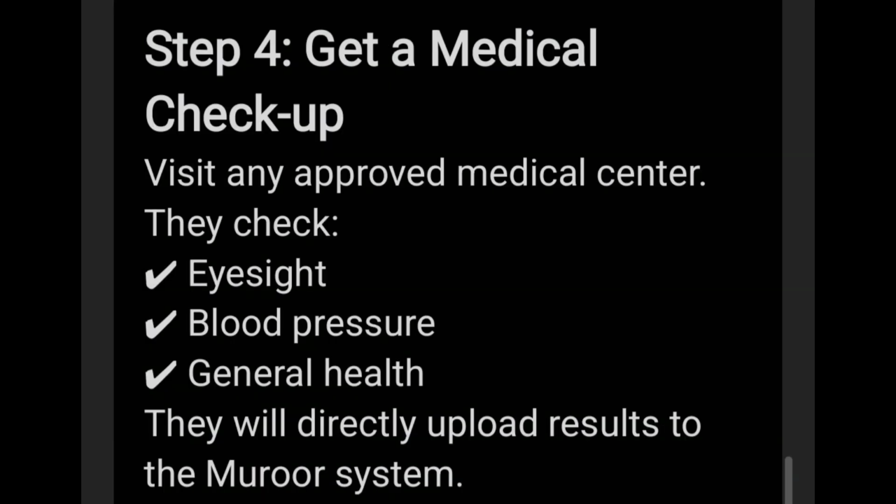Step number 4 is get a medical checkup. Visit any approved medical center. They check your eyesight, blood pressure, and general health only. They will directly upload results to the Muroor system.